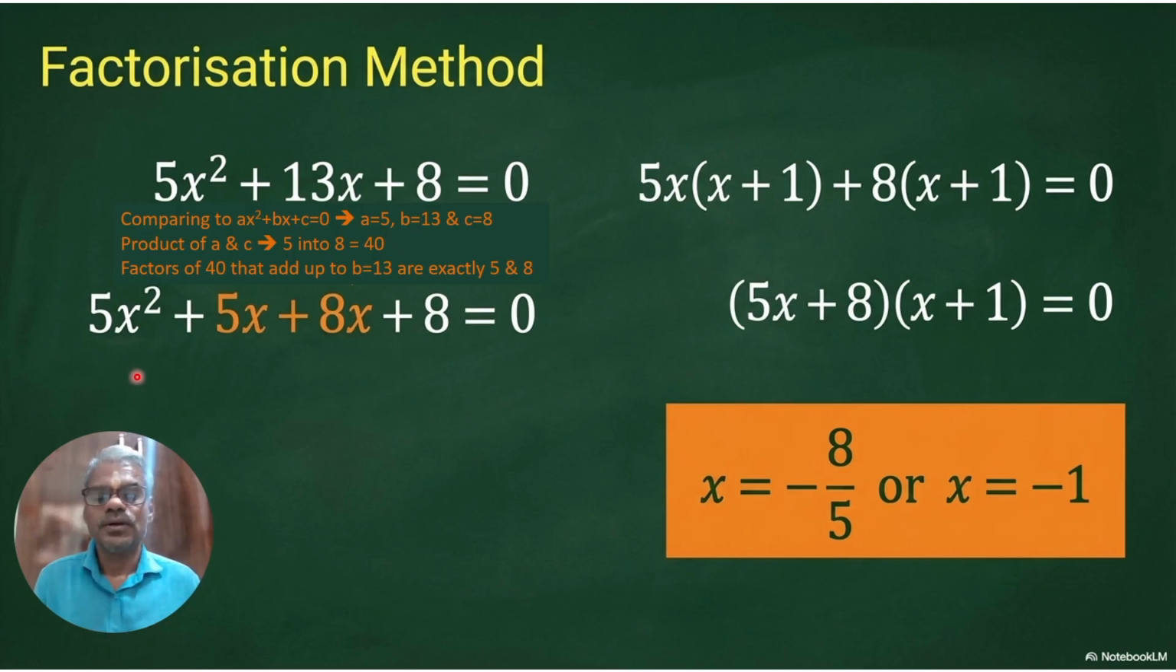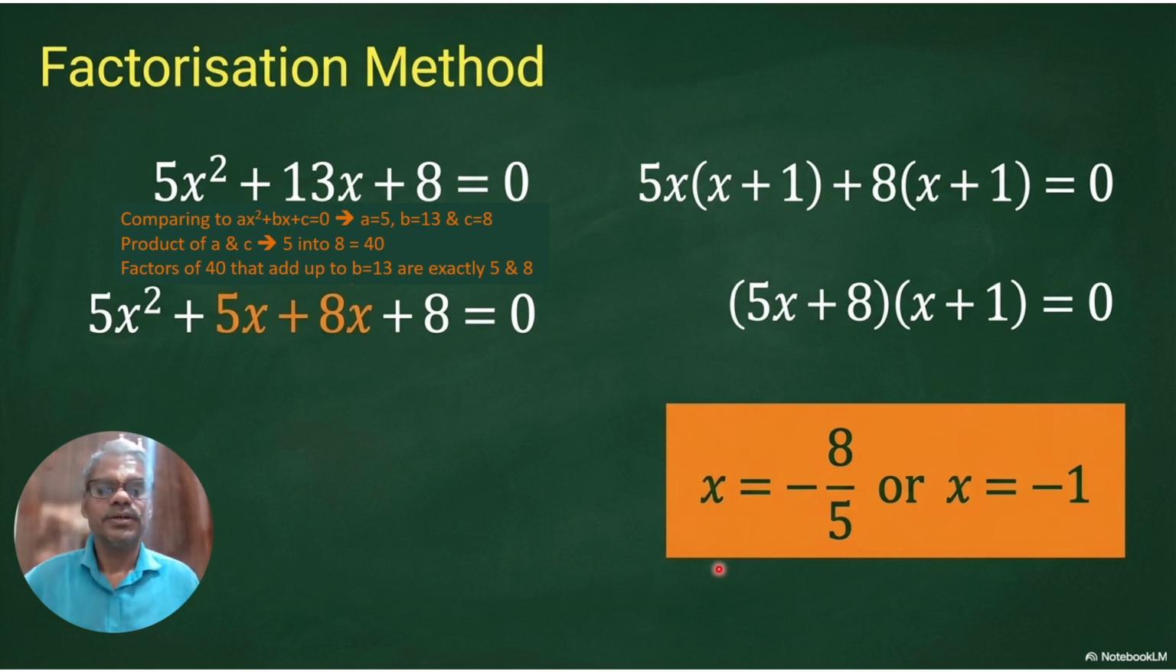Now look at the equation. The first two terms have a common factor 5x and the last two terms have a common factor 8. We will take them out. So we will get 5x(x + 1) + 8(x + 1) = 0. Again, x + 1 is the common factor. So we will take x + 1 common. We will write our equation as (5x + 8)(x + 1) = 0.